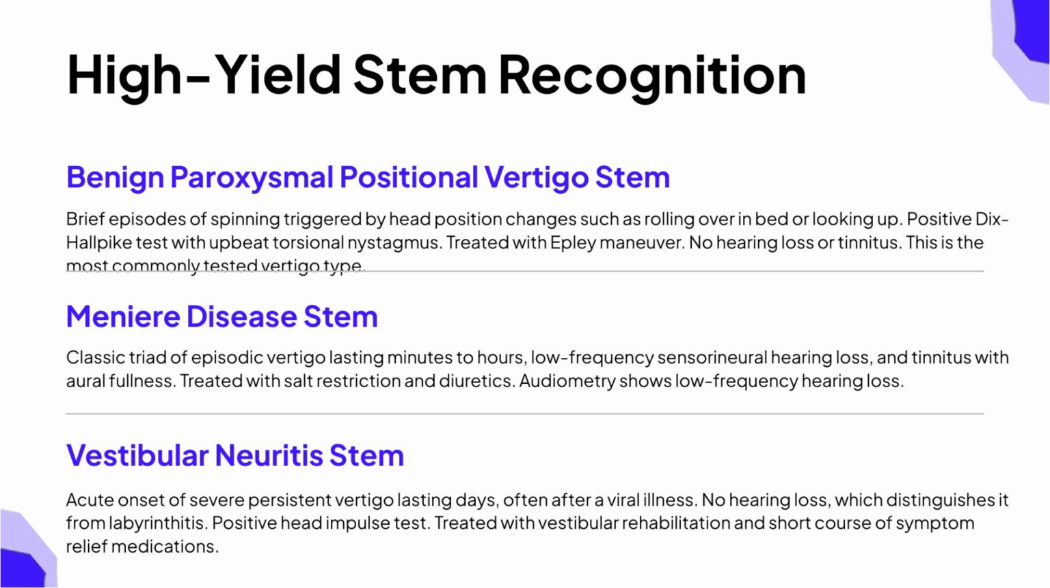For Meniere disease, look for the classic triad of episodic vertigo lasting minutes to hours, low-frequency sensorineural hearing loss, and tinnitus with aural fullness. Treatment is salt restriction and diuretics. Audiometry will show low-frequency hearing loss. For vestibular neuritis, the stem describes acute onset of severe persistent vertigo lasting days, often following a viral illness. The key distinguishing feature is no hearing loss, which separates it from labyrinthitis. The head impulse test is positive. Treatment is vestibular rehabilitation. These stems repeat over and over on practice exams.